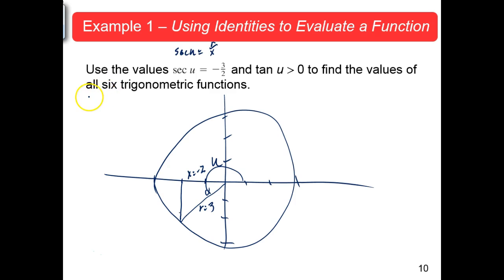What are the 6 trigonometric functions? Sine u, cosine u, tangent u, cotangent u, secant u, and cosecant u. Okay? Now, all we know so far is secant u is minus 3/2.